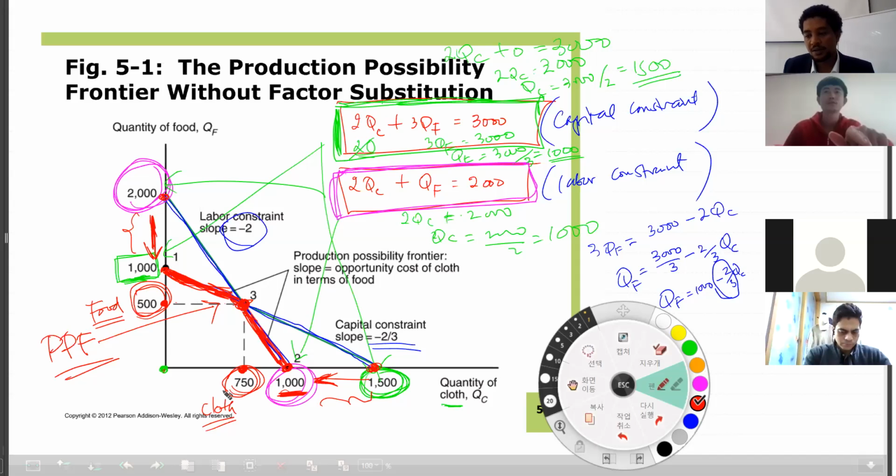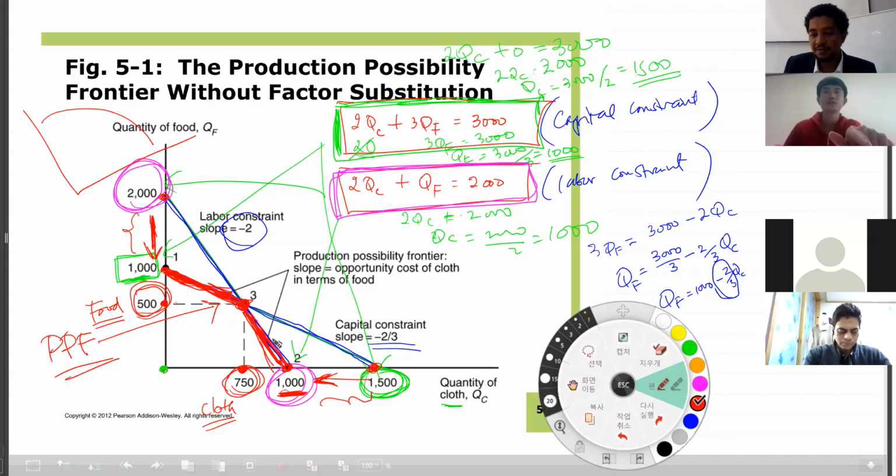Okay, you might have noticed something different here. The production possibility frontier for the two-factor production model is curved. It doesn't look like the other production possibility frontiers we have, because in the single-factor model the production possibility frontier looks like this, right? Not curved like this, okay?